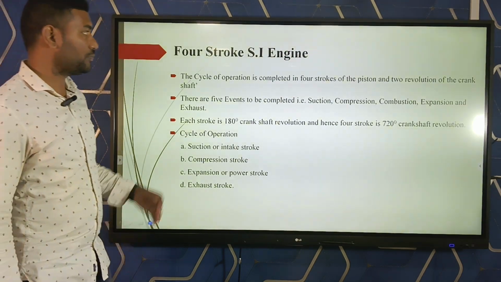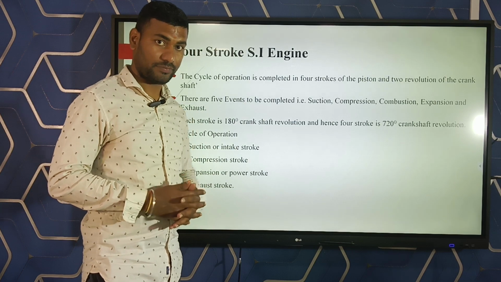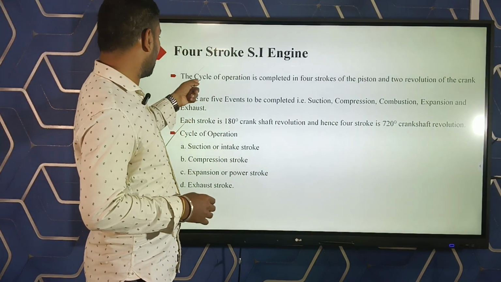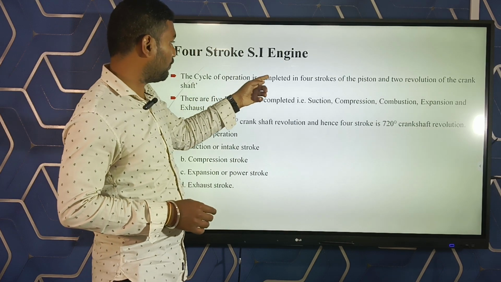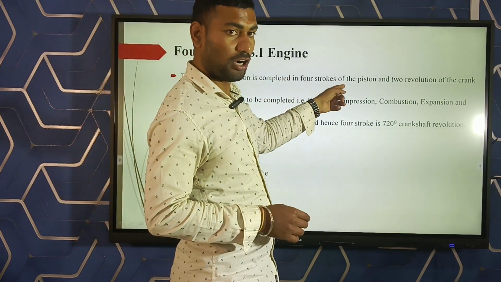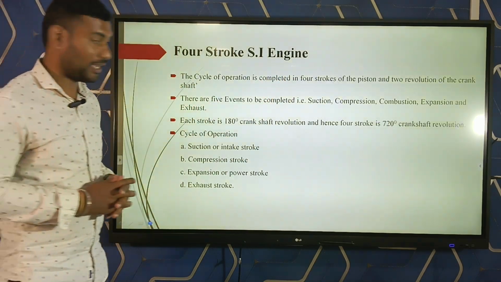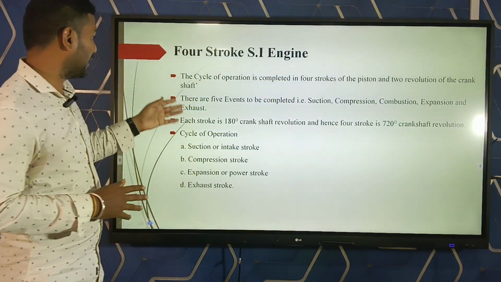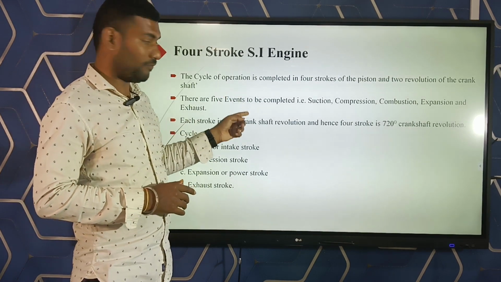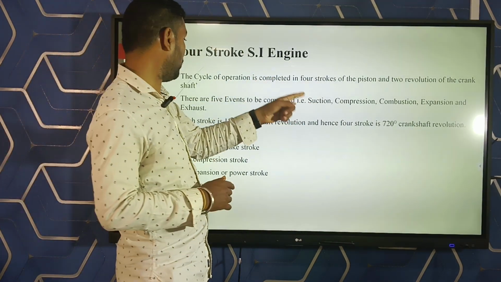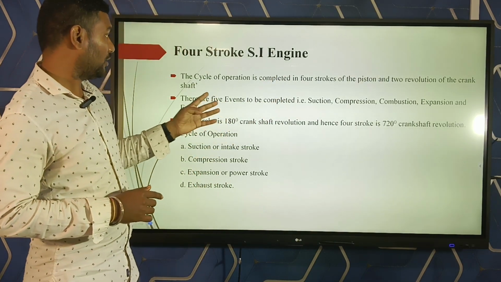Next, what is the 4-stroke of SI engine? First point is the cycle of operation is completed in 4 strokes of the piston and 2 revolutions of the crankshaft. Second point is there are 5 events to be completed, that is suction, compression, combustion, expansion and exhaust.